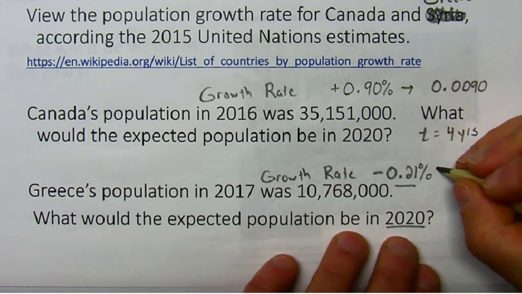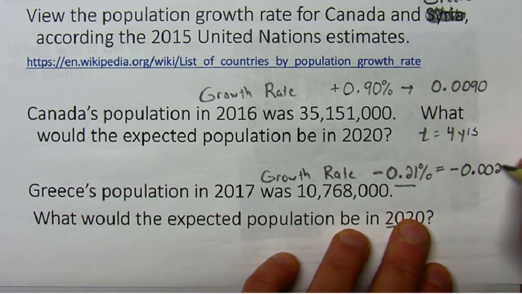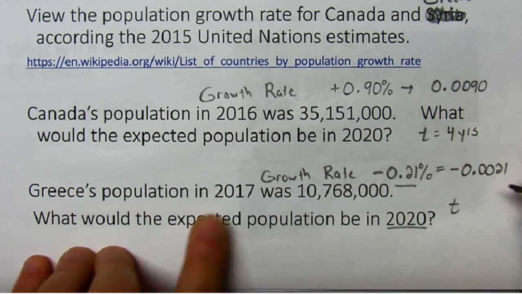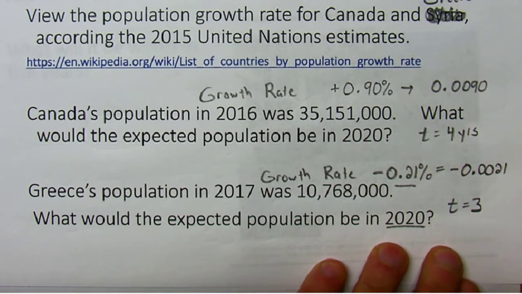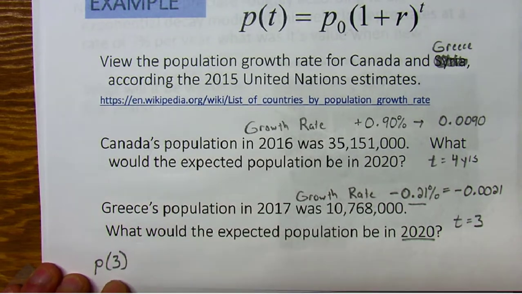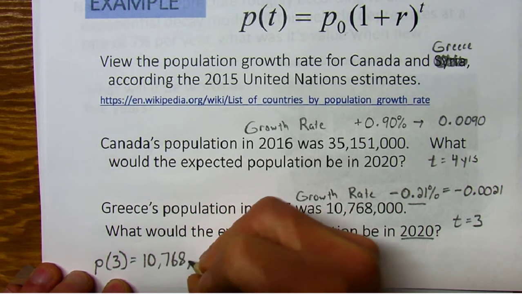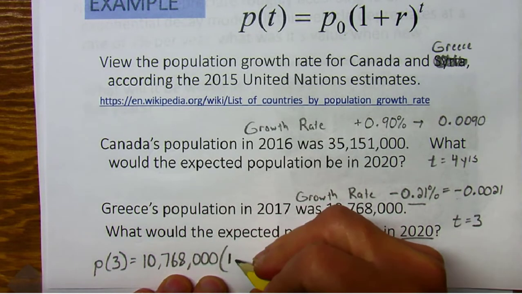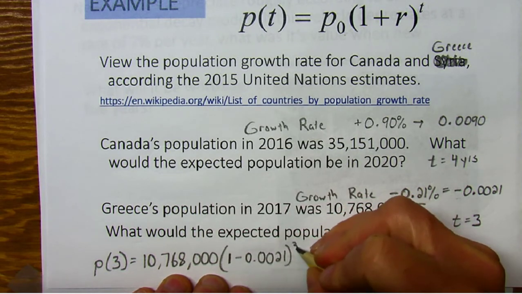Okay, first of all, recognize that that growth rate needs to be converted to a decimal. That's negative 0.0021. And now we can substitute those values in. We're also recognizing that from 2017 to 2020, we're only dealing with 3 years here instead of 4. So our population 3 years after the time that we started at will be 10,768,000 times 1 plus, but this is a negative number, so it's going to be 1 minus 0.0021 to the third power.